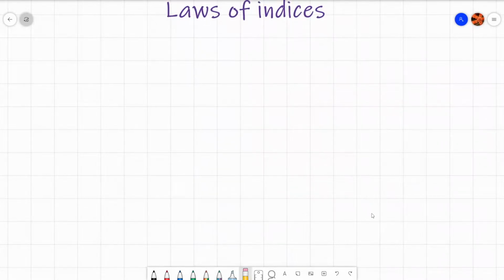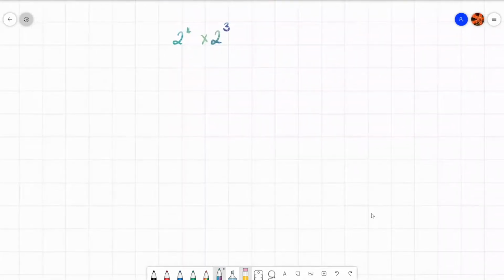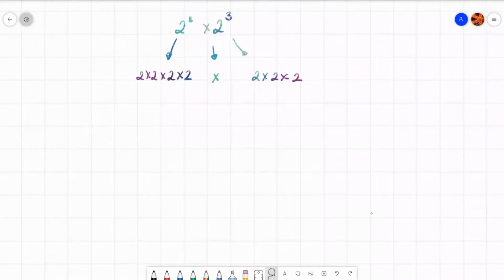So the first one we're going to be looking at is 2 to the power of 4 times 2 to the power of 3. Well, 2 to the power of 4 means 2 times 2 times 2 times 2. You multiply 2 by itself 4 times. And 2 cubed means 2 times 2 times 2. Well, how many times have we multiplied 2 by itself? Well, we've multiplied 2 by itself 1, 2, 3, 4, 5, 6, 7 times, so 2 to the power of 7.